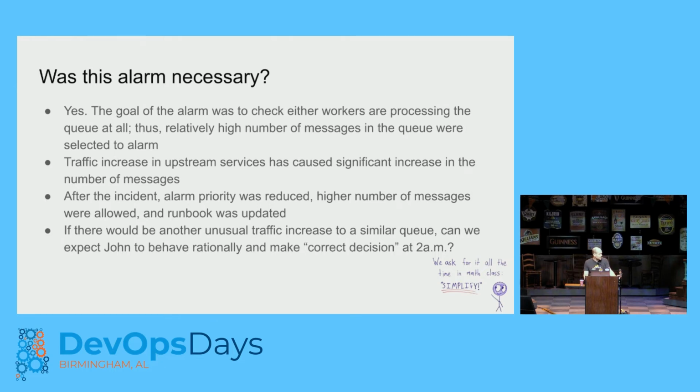So going back to this example, traffic has increased, which was unexpected, and that caused an increased number of messages. The SRE engineer made the wrong call. But what we did after the incident, we changed the alarm priority, made it lower priority, allowed a higher number of messages, and updated the runbook. Again, for this particular alarm, we know it's not an issue anymore. But what would happen if an issue comes up for a similar SQ, which we haven't thought about in advance?